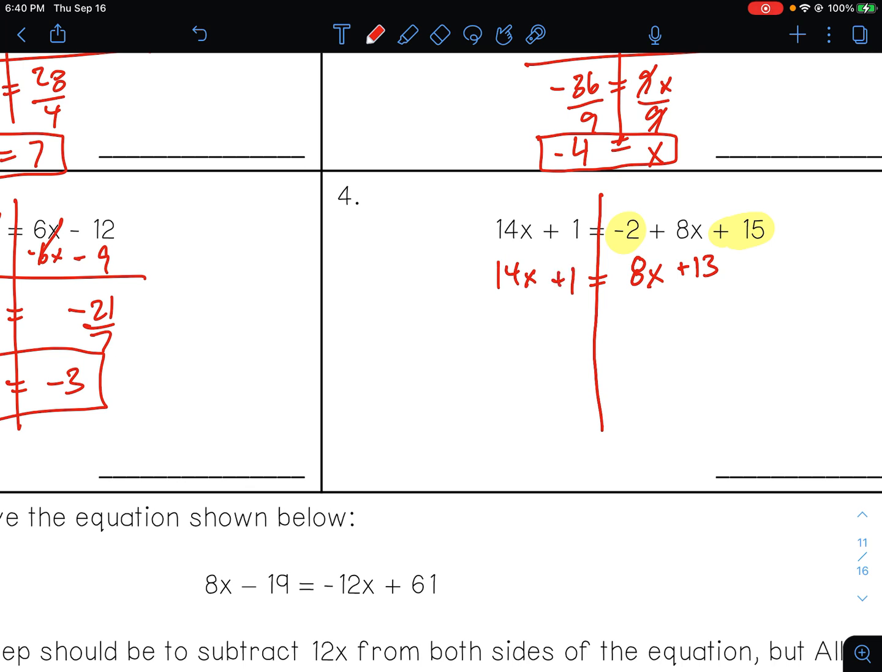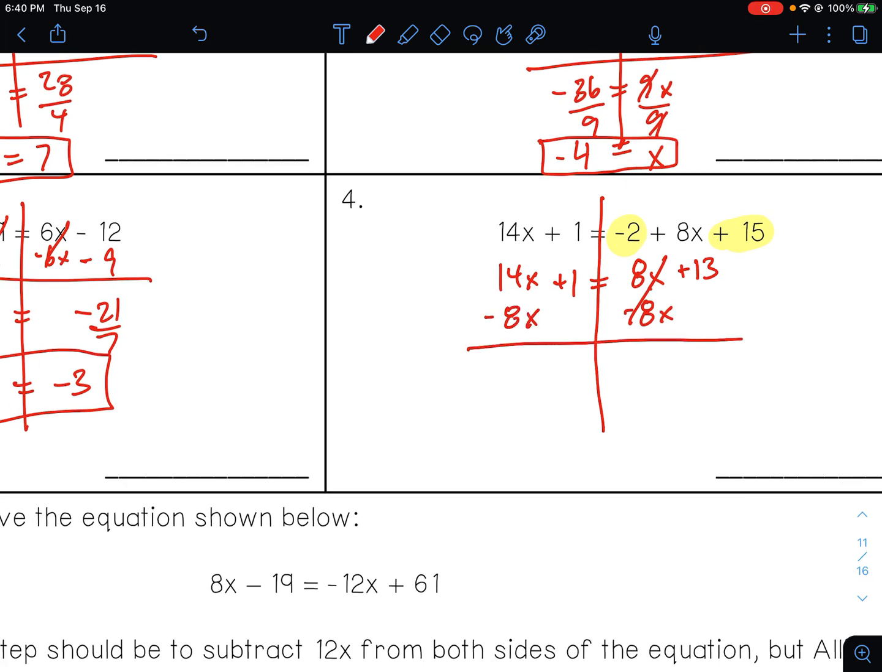All right, let's get my x's on one side, my variable terms. So 8x and 14x, let's subtract 8x and cancel that out. Subtract 8x from this side. That gets me 6x, I believe. And then I could write down the plus 1, but I'm just going to save time. I know I want to get rid of this plus 1, so I'm going to get rid of it right now. Minus 1, minus 1 from the other side, which gets me 12.